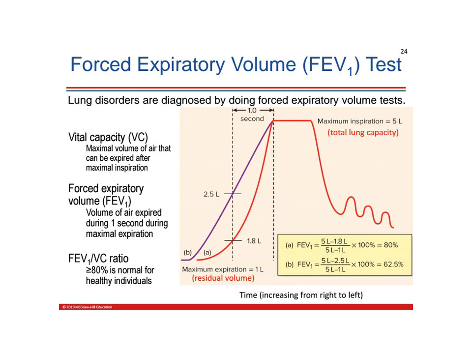And even more helpful is to take both of these measures and put them together. You can do the forced expiratory volume 1 divided by the vital capacity.